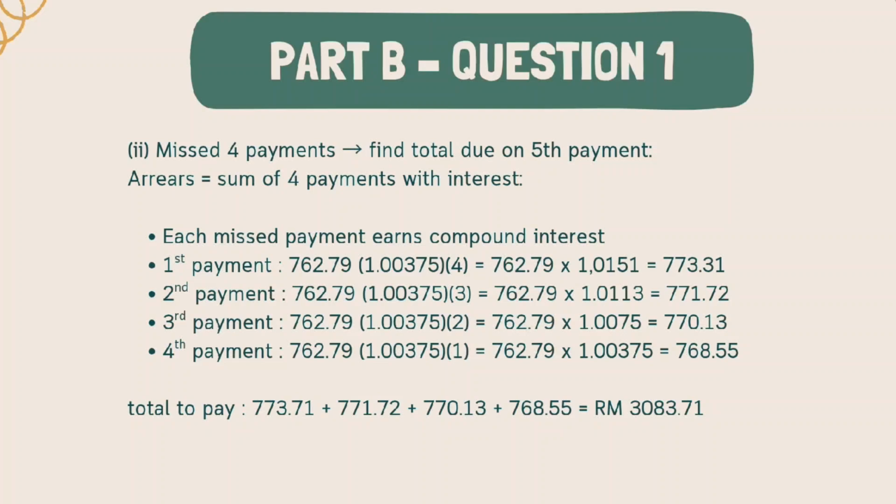For the remaining 3 payments, second, third and fourth, we use the same formula, but we just change the time from 3 to 1. We get the second payment as 771.72 ringgit, the third payment as 770.13 ringgit, and the fourth payment as 768.55 ringgit. So we sum up all four payments, and we get the final answer of 3,080 ringgit and 71 cent.